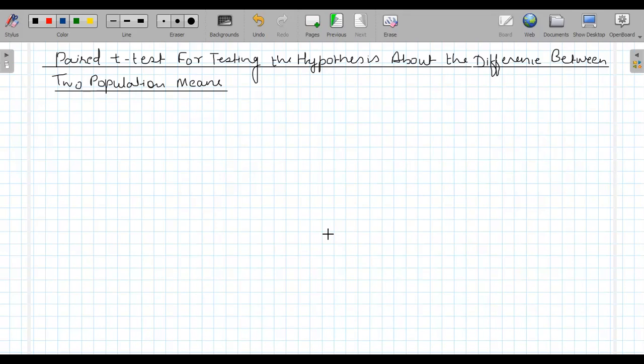What is the condition when we say that two samples are dependent of each other? So the situation is that sometimes the same person or object is measured before and after the treatment.